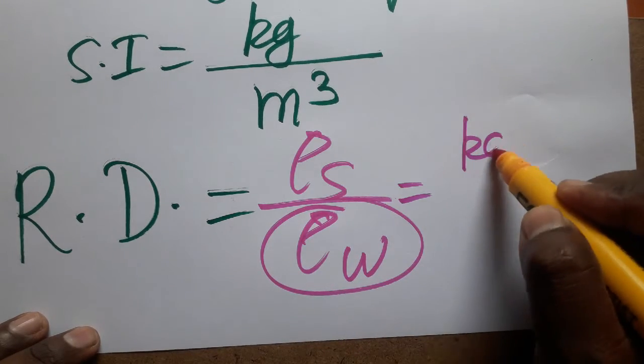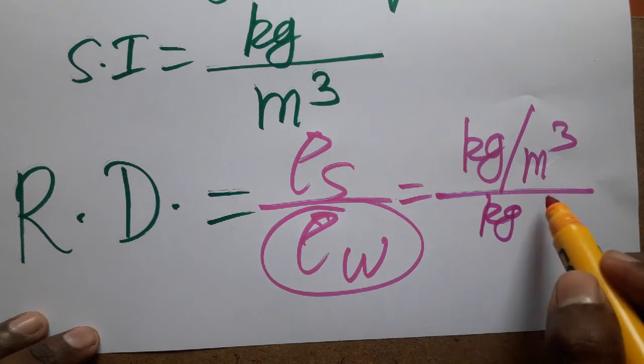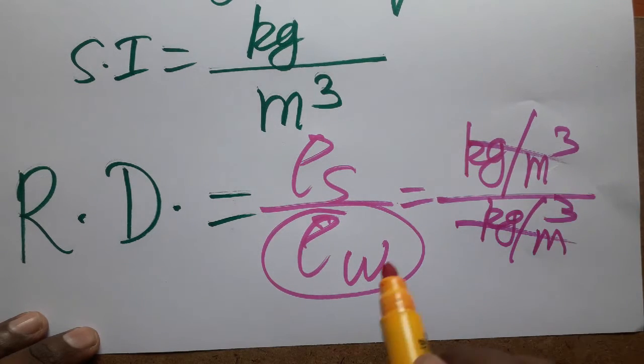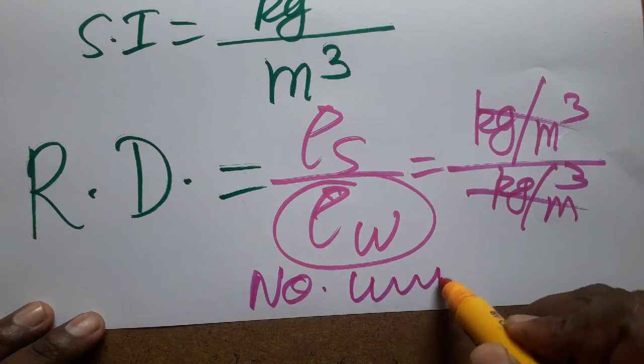The SI unit of the density of the substance is kg per meter cube, and the density of water is also kg per meter cube. So kg per meter cube gets cancelled, and there is no unit for relative density.